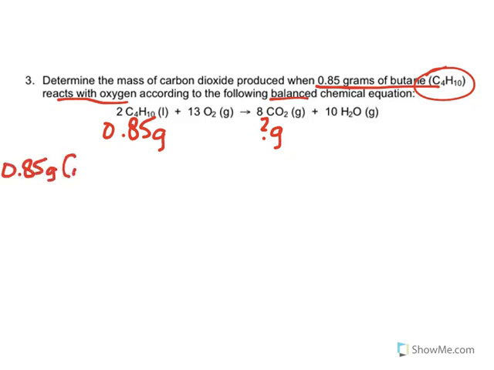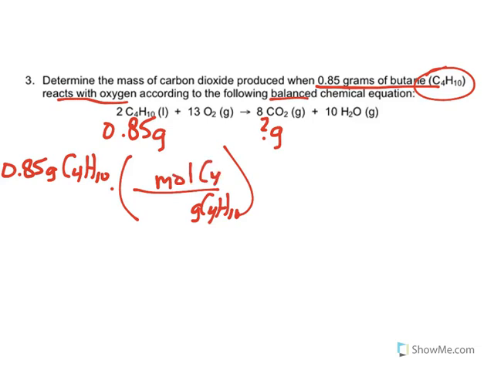0.85 grams C4H10. I don't want grams of C4H10. I'm going to go to moles of it. 1 mole, we need the molar mass of this. That's 12.01 for each carbon times 4, plus 1.008 for each hydrogen times 10. Gives me a molar mass of 58.12.